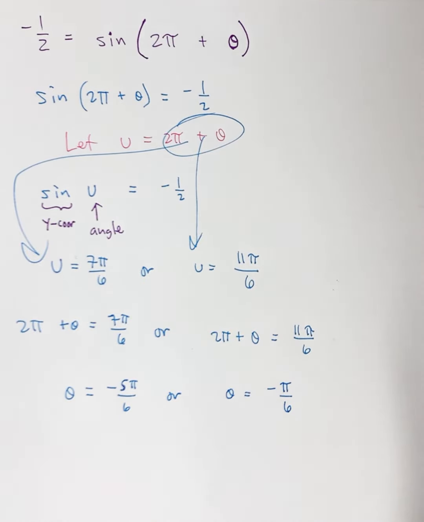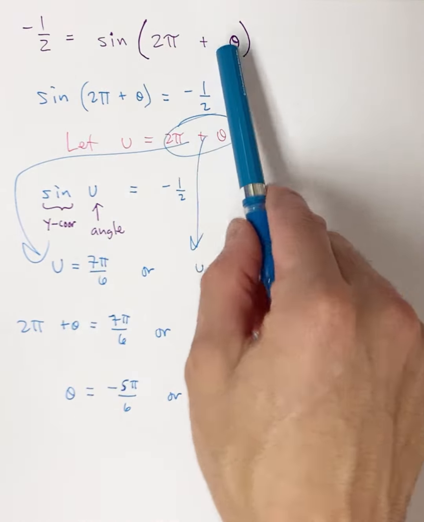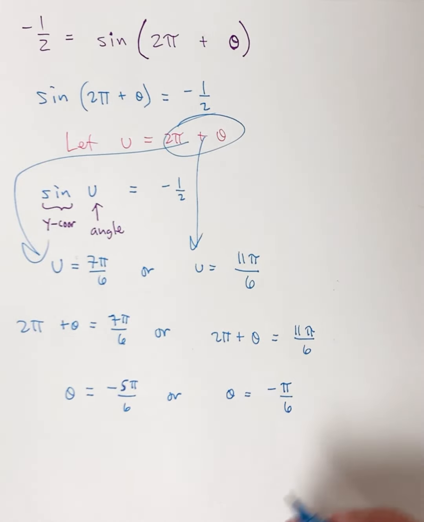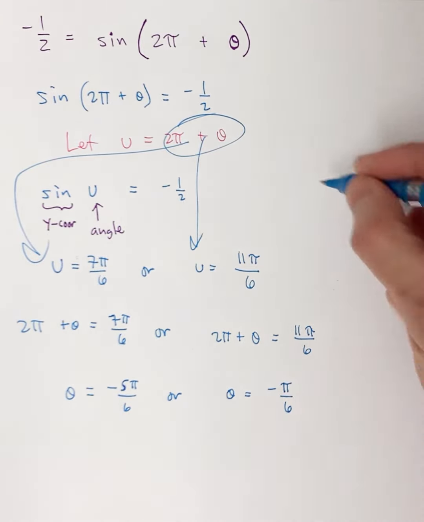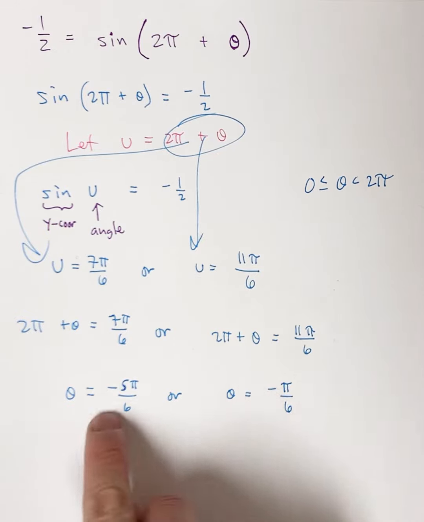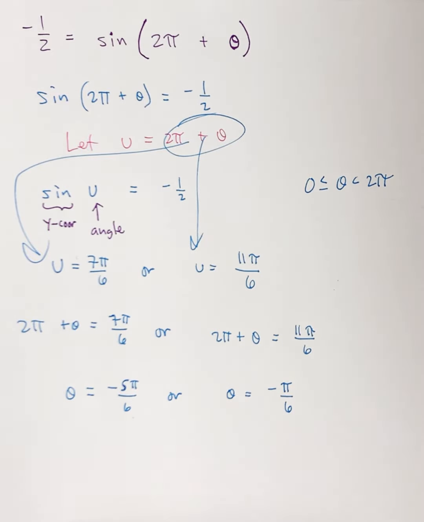Now look, I don't have the directions, so I don't know if they want the answer to be within a certain interval. If they want the answer to be between 0 and 2 pi or something like that, then you'll have to add 2 pi to these angles to get them coterminal. If they want you to give all solutions, you might have to do something like plus or minus 2 pi k.